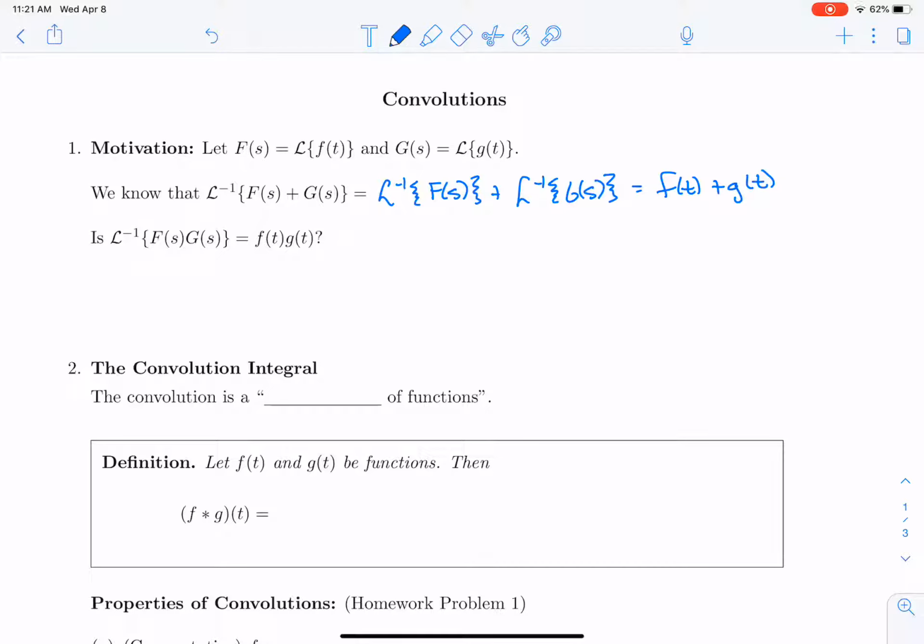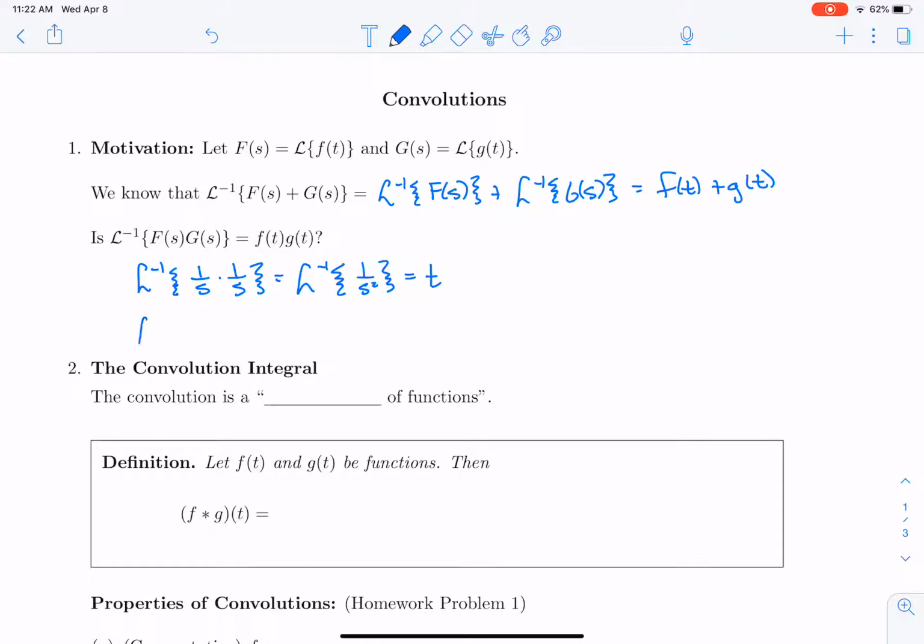But a natural question that we could ask is, is the inverse Laplace transform of the product of two functions, capital F and capital G, just equal to the inverse Laplace transform of each of those functions multiplied together, little f and little g? Well, what happens if we just look at an example? Let's do the inverse Laplace transform of 1 over s times 1 over s. That's going to be the inverse Laplace transform of 1 over s squared. Well, the inverse Laplace transform of 1 over s squared is just t.